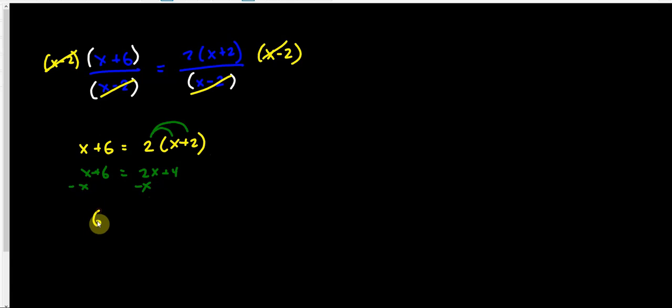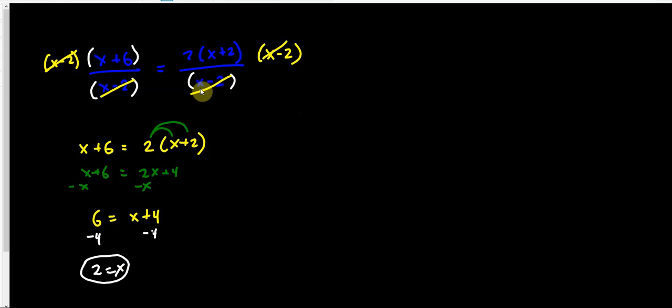And that will give us 6 equals x plus 4. And then I'll need to subtract 4 from both sides. And so x equals 2. Okay? Now, we are going to need to check x equals 2 in the denominator.